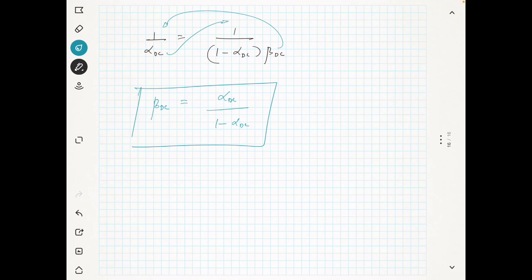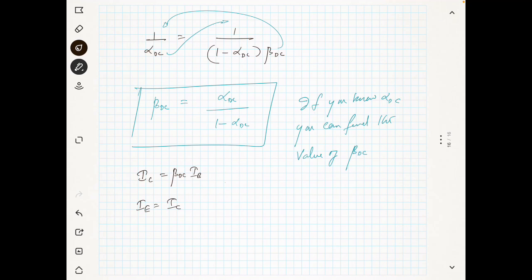Now, if you know alpha dc, you can find the value of beta dc. Okay, so don't forget the basic equations, that is IC is equal to beta dc times IB, and IE is equal to IC plus IB, and another equation for our beta dc is equal to alpha dc by 1 minus alpha dc.